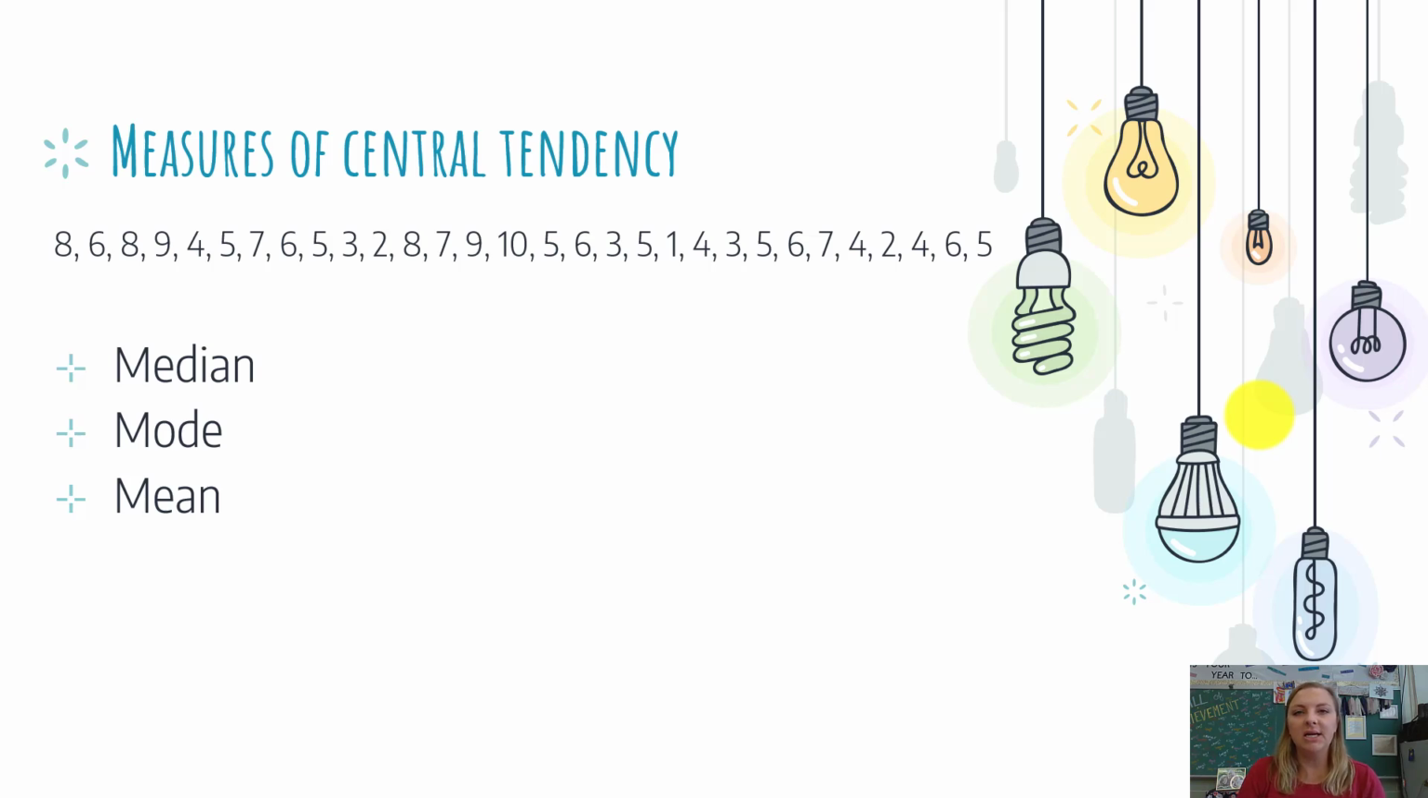The mode is the data point that is most frequent. Again, we're going to put all of our numbers in order and we're going to look at which number is represented most often. Finally, our mean is the average. So we are going to add up all of our numbers in our data set and we're going to divide by the number of data points in our set.